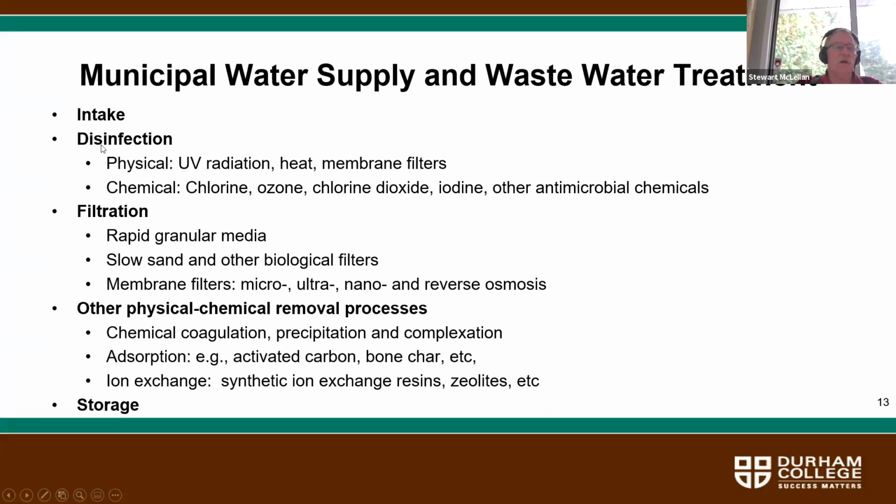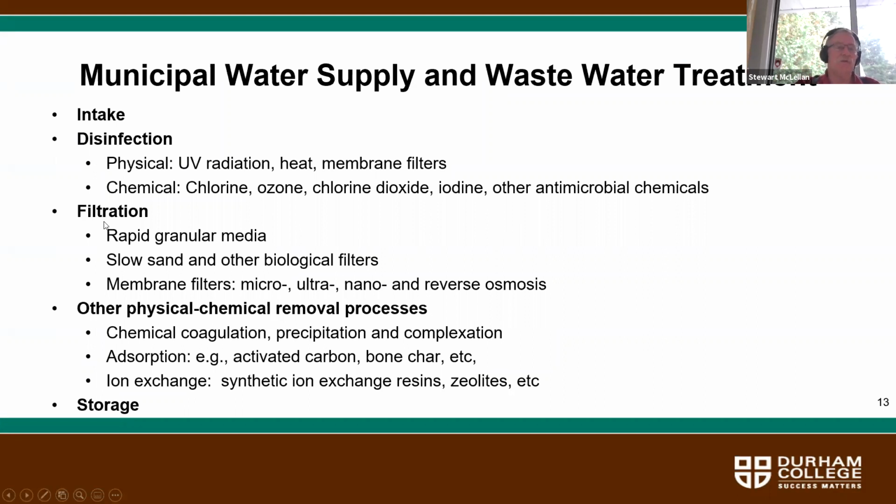Once it's into the plant, you have this disinfection process that can be physical through either UV radiation, heat, or membrane filters, or it can be chemical disinfection using chlorine, ozone, chlorine dioxide, iodine, or other antimicrobial chemicals. The only wastewater treatment facility that I've actually spent a great deal of time in is the Durham Region treatment plant in Ajax, and they use a chlorine dioxide disinfection system for the reduction of microbial constituents.